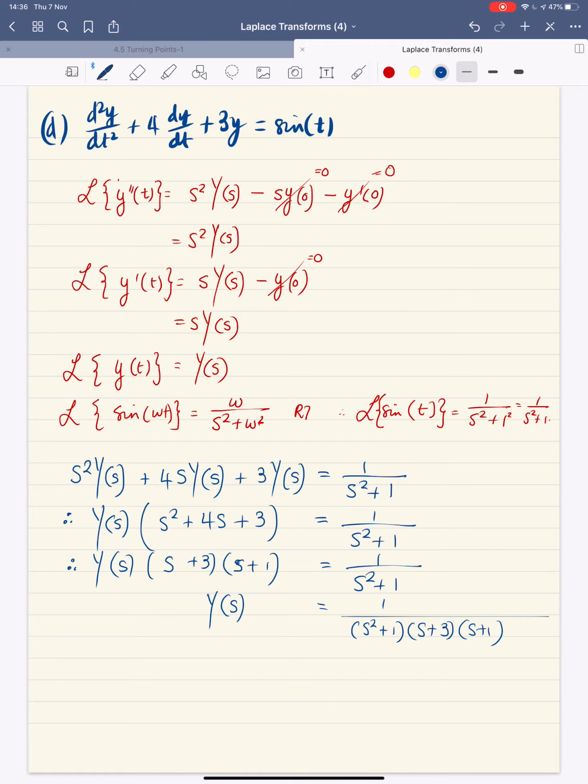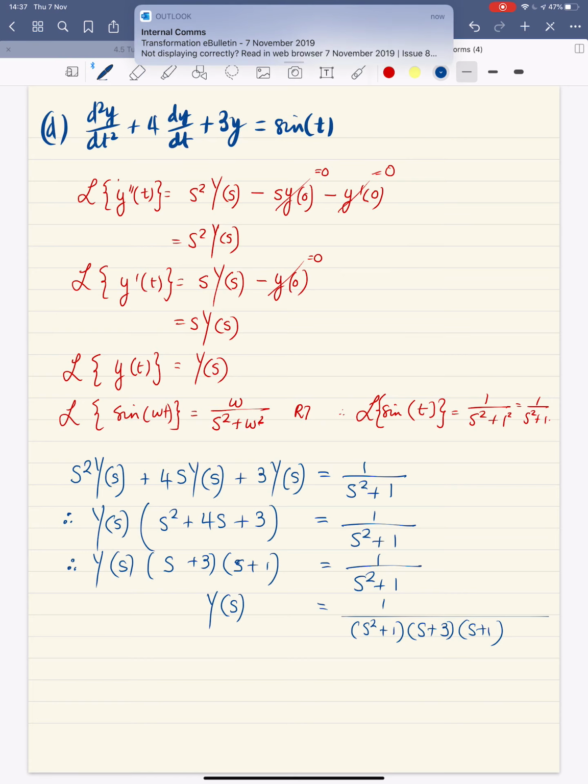Okay, so we've got partial fractions for these. I'm really pleased to say that I've left some room on the other side. This one. Okay, partial fractions.